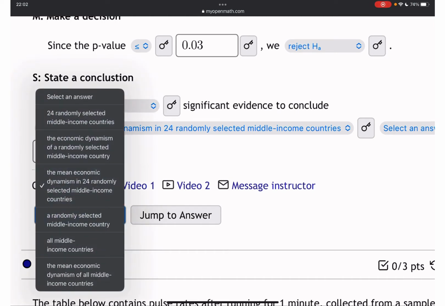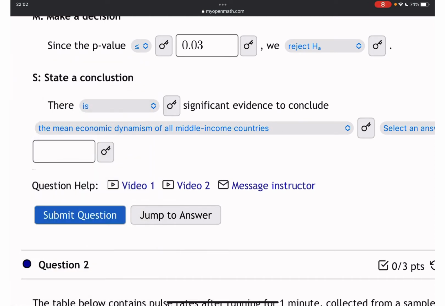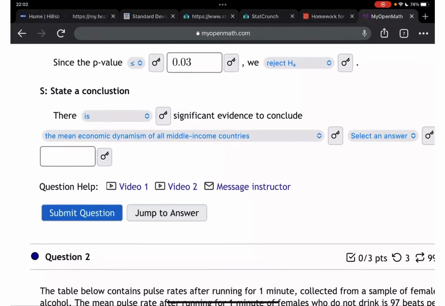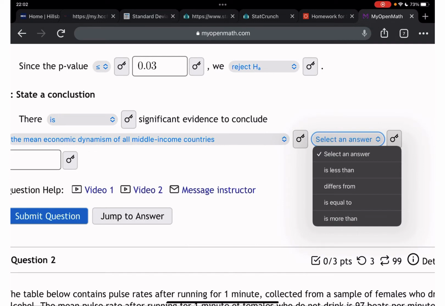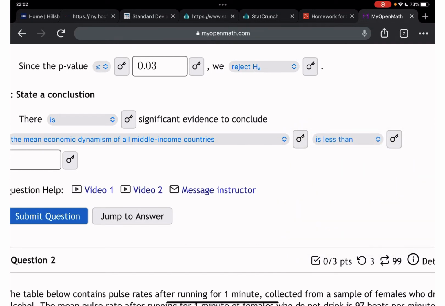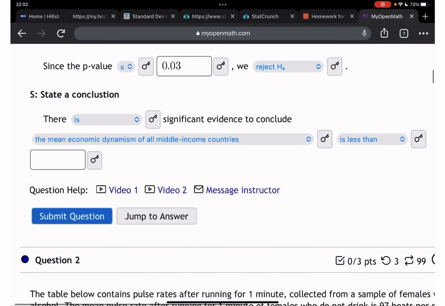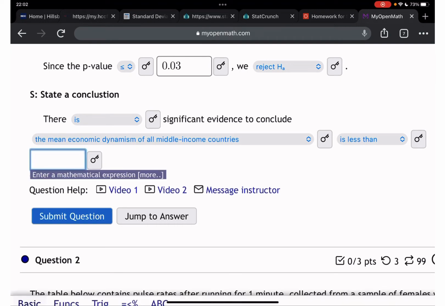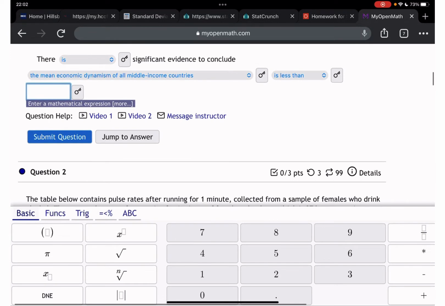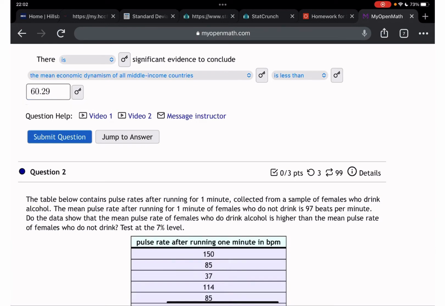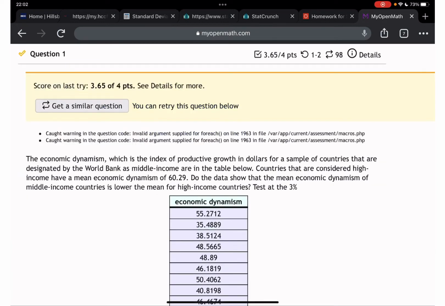That's not what I wanted, of all. Okay, middle income countries is going to be what? Less than, right? The claim is true. Less than, how much? 60.29, because that was the average of population and claim. 60.29. Okay, let's submit.